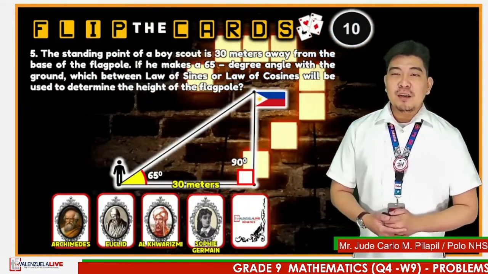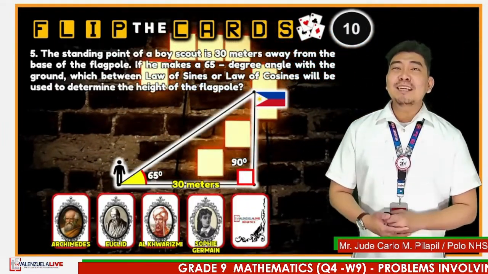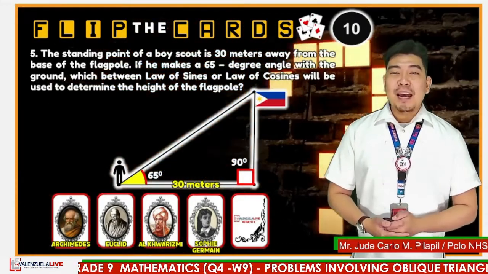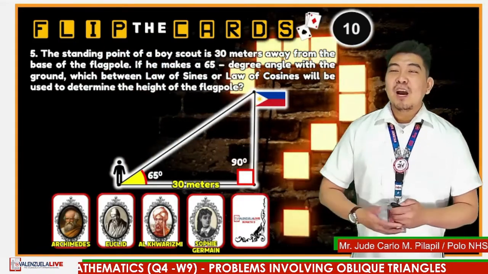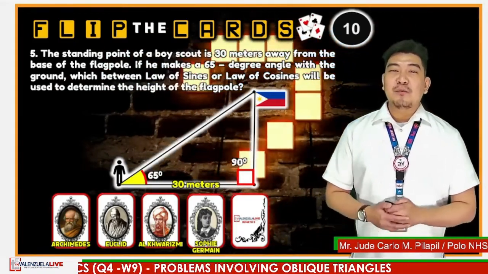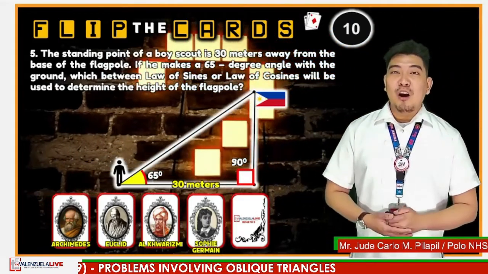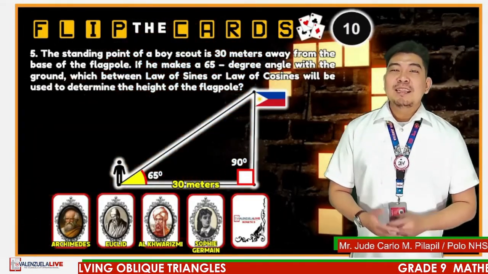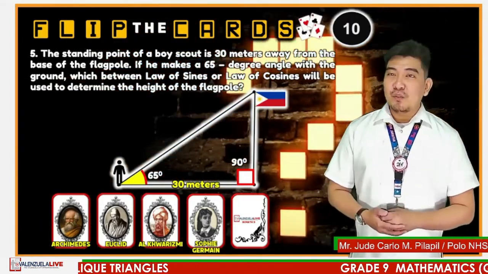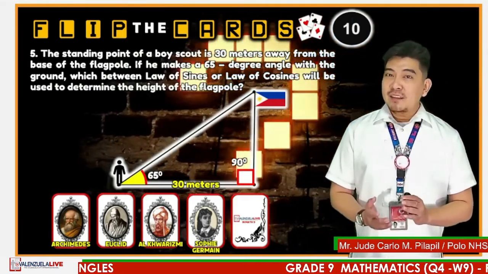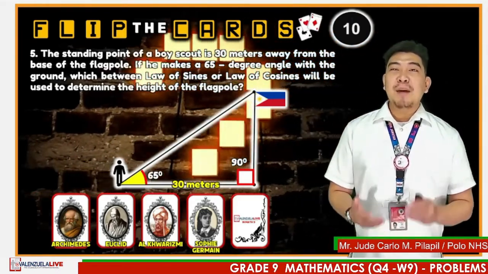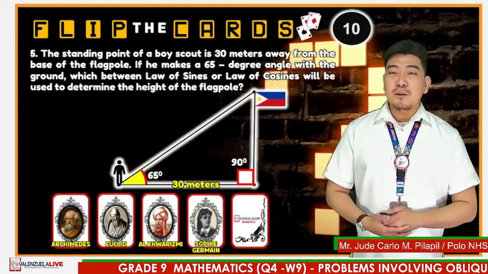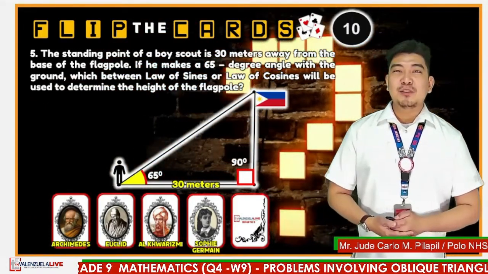Analyzing it further, two angles and an included side are given following ASA pattern. Hence, we can compute for the height of the flagpole using the law of sines. We should also remember that right triangles can be solved by either law of sines or law of cosines, depending on the given information aside from the Pythagorean theorem and the trigonometric ratios.